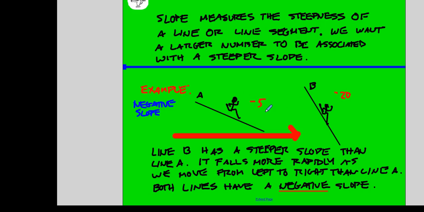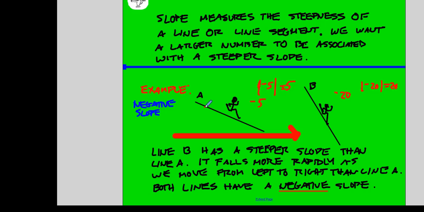I want the absolute value. So the absolute value of -20 is 20. The absolute value of -5, the two verticals mean absolute value, is 5. So in some ways you could say -20 is a smaller number, because on a number line -20 is to the left of -5. However, the absolute value of -20 is 20. The absolute value of -5 is 5. So we say that line B is steeper, but it's steeper in a negative direction. So line B has a steeper slope than line A. It falls more rapidly as we move from left to right than line A.